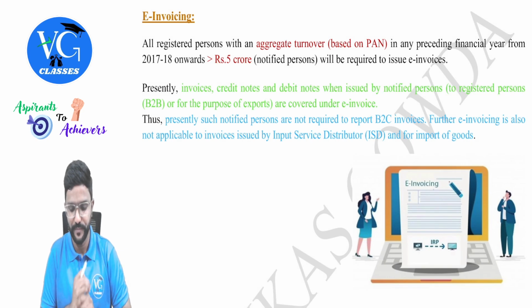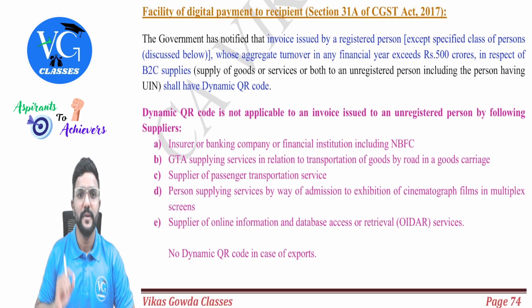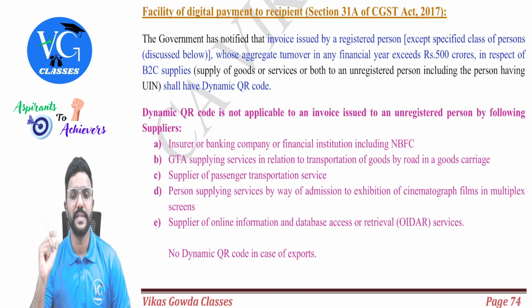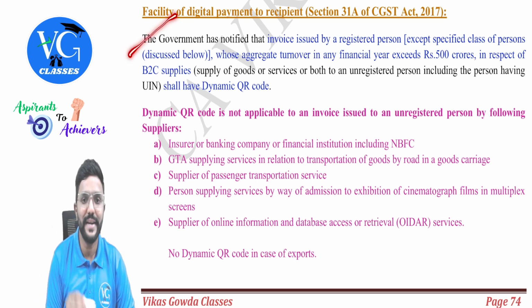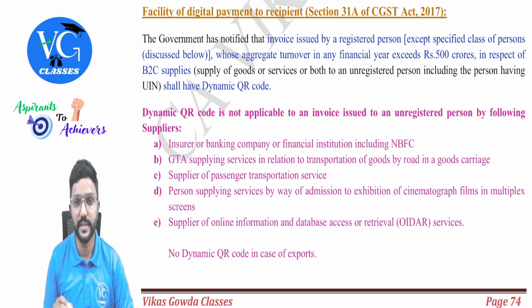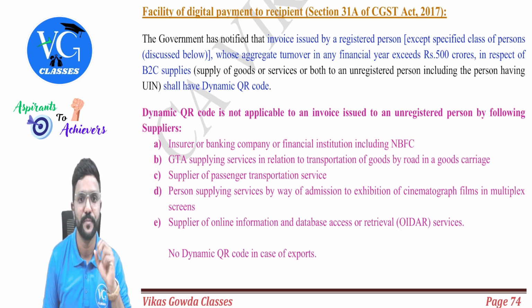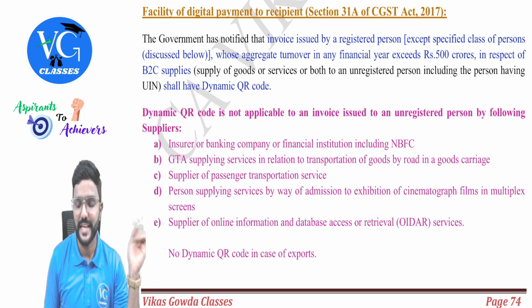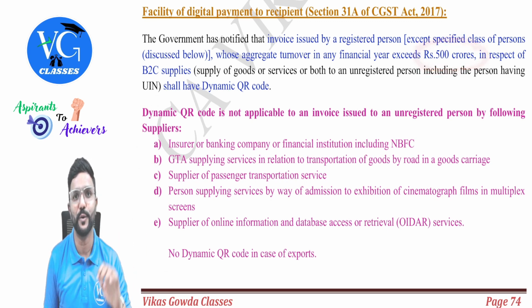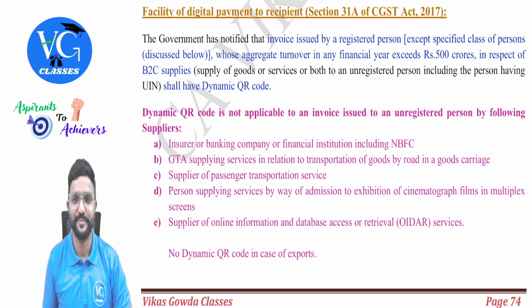Coming back to the revision book. Next, QR code. Facility of digital payment to recipients as per section 31A of the CGST Act. The government has notified that the invoice issued by the registered person, except the specified class of persons discussed below, so these are the exceptions, whose aggregate turnover in any of the financial years, that is in the past financial year, exceeds 500 crore. For e-invoicing, it is 5 crore, here 2 zeros extra.